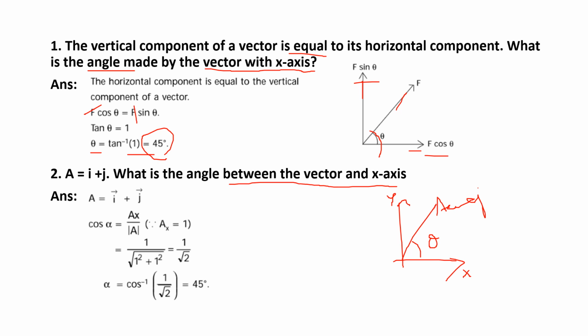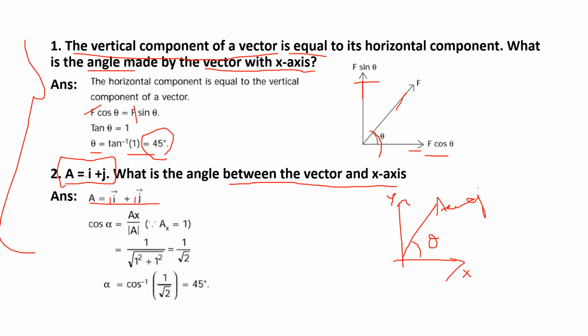If you see here, the vector A is equal to i bar plus j bar. The magnitude of the vector i and the magnitude of the vector j are both the same, 1 and 1. The magnitude of the vertical component and the horizontal component is the same. If you see, these two questions are the same. In the previous question they described that the vertical component of the vector is equal to the horizontal component, whereas in this question they gave the statement A is equal to i plus j, which means the magnitudes of the vertical component and horizontal component are the same.